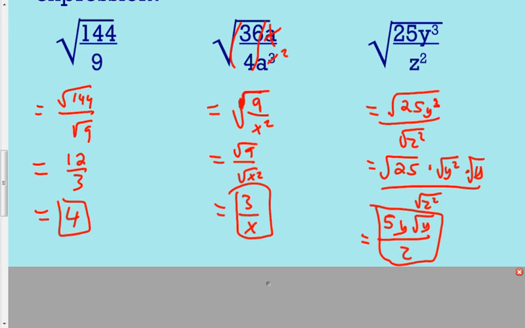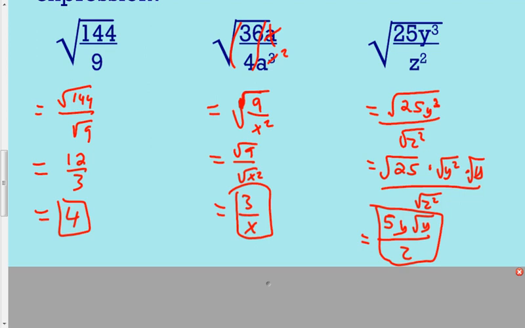And the one on the farthest right is the most challenging one, but it still works to simplify the top and the bottom, or try to put the square root on the top and the bottom using the division property of square roots. And then breaking apart the top, you get 5y, and then there's 1y left under the radical. So 5y square root of y over z.